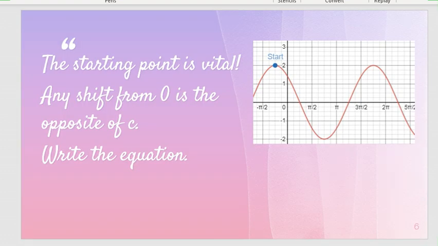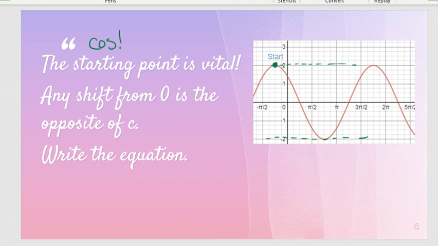Next. Okay, one more and that's it. All right, so let's try this. The starting point is vital. Okay, so where it starts is very important. Now, you do know that that is our top line. This is our bottom line. So is this a sine or a cosine? Well, it started on our amplitude line, so it is cosine.